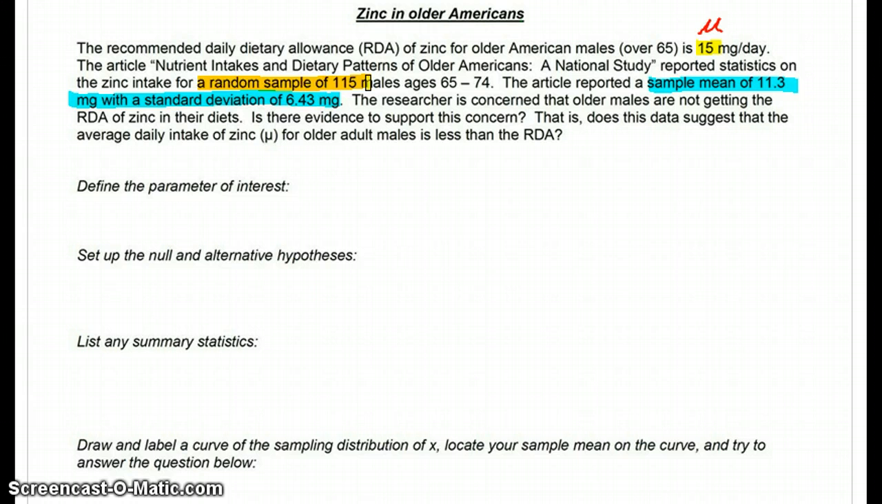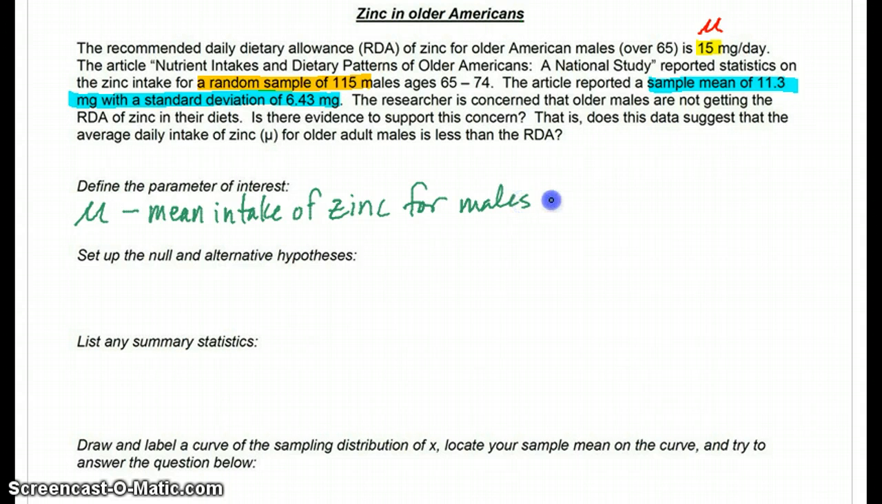So that's our n. If we're going to define the parameter of interest, the first thing we want to do is remember that the parameter of interest is mu. Therefore, defining it, we are interested in the mean intake of zinc for males aged 65 to 74.